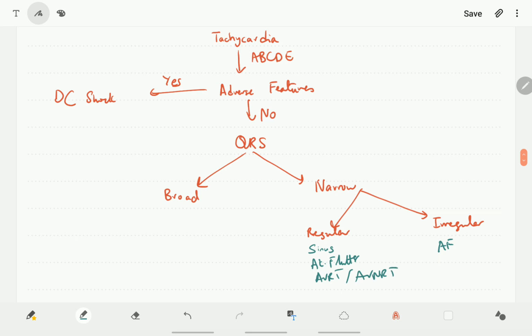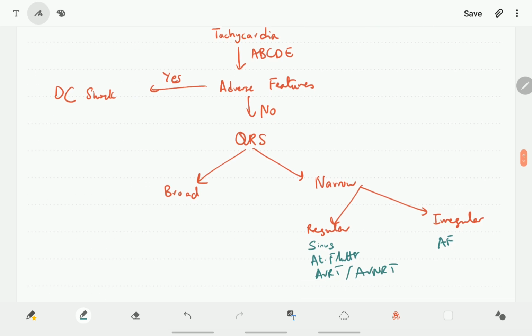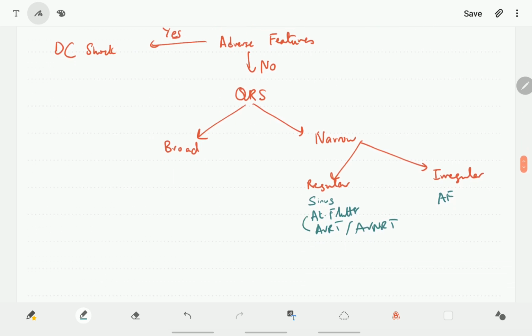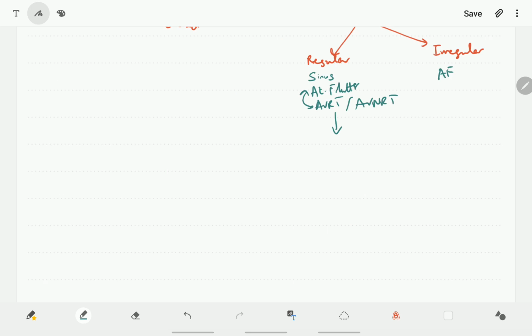AVNRT. If the flutter waves are obvious, then of course it's easy to differentiate, but if the flutter waves are not obvious, then these need to be differentiated. We need to differentiate between atrial flutter with 2 to 1 block and AVRT/AVNRT. Both appear very similar on ECG, with narrow complex regular tachycardia. So the differentiation points are vagal maneuvers, and if they fail, adenosine: 6 milligrams, then 12 milligrams, then 12 milligrams, 3 attempts.